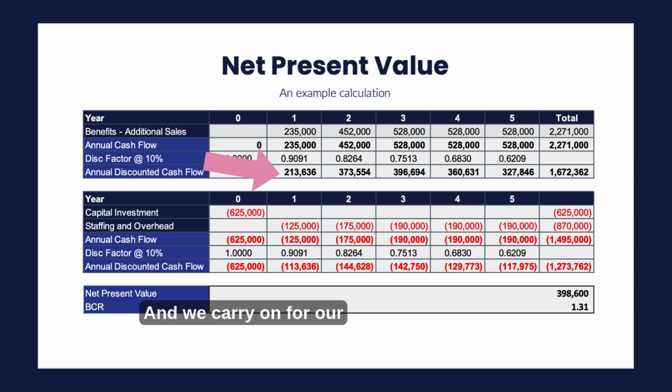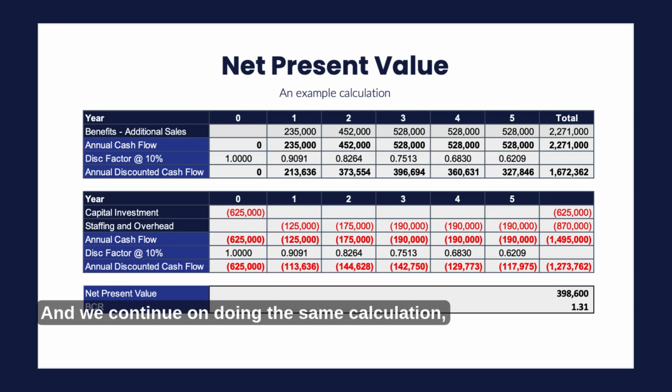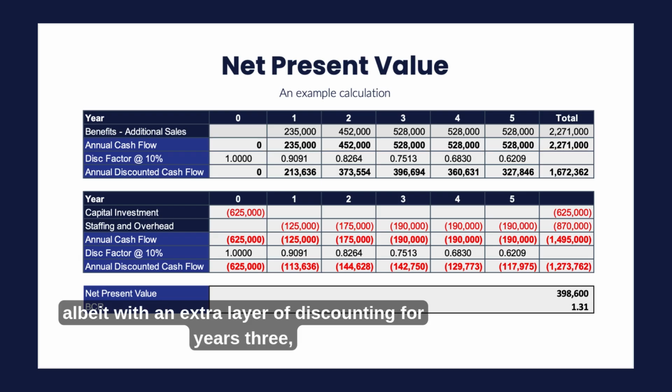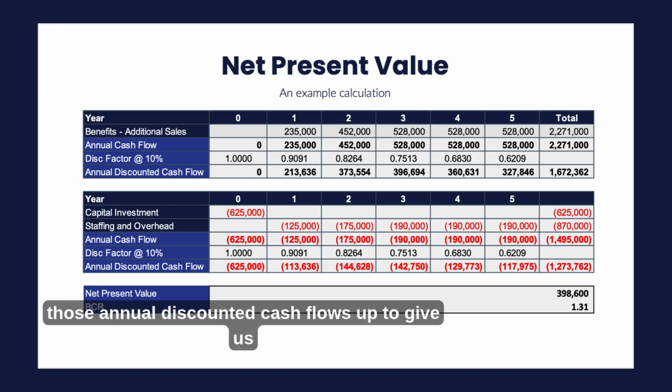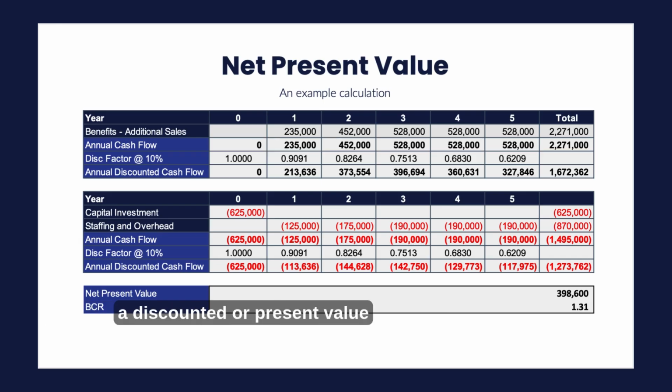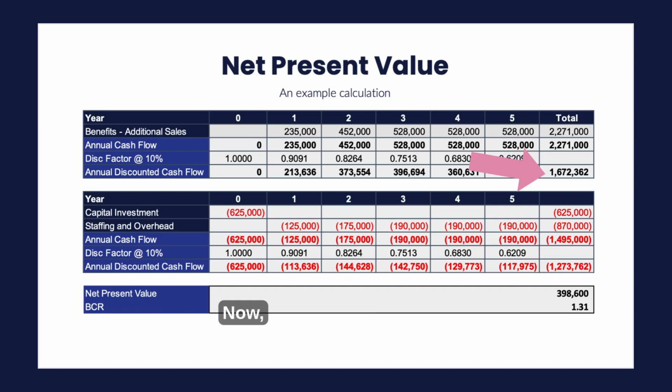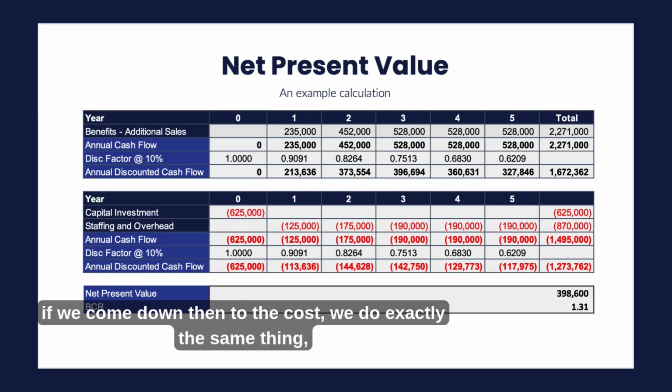$213,636. And we carry on for our benefits in year 2, 452,000. Well, now we'll multiply it by that discount factor of 0.8264, and that is only worth 373,554. And we continue on doing the same calculation, albeit with an extra layer of discounting for years 3, 4, and 5. And then we can add the total of all of those annual discounted cash flows up to give us a discounted or present value of our benefits of $1,672,362.